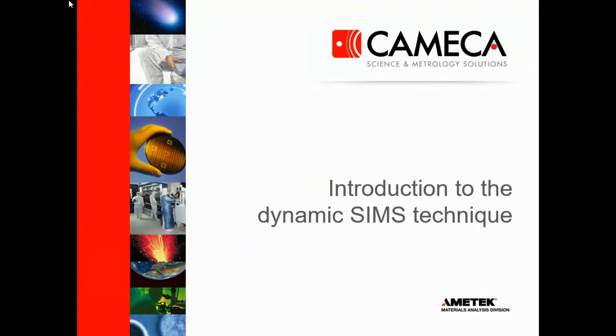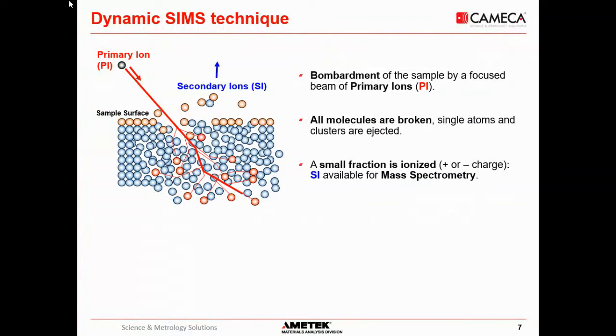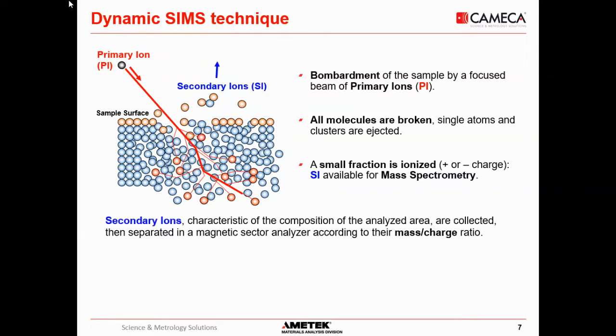Let me introduce first the dynamic SIMS technique. When a solid sample is bombarded by a focused primary ion beam, particles are emitted from the sample following collision cascades. Among the particles that are emitted, a given fraction is ionized. We have less than 1%, depending on the species, but we have a fraction of ions coming out. These ions are collected and analyzed in the mass spectrometer. We call these ions coming from the sample the secondary ions. This is what is interesting for us because these ions are characteristic of the composition of the analyzed area.